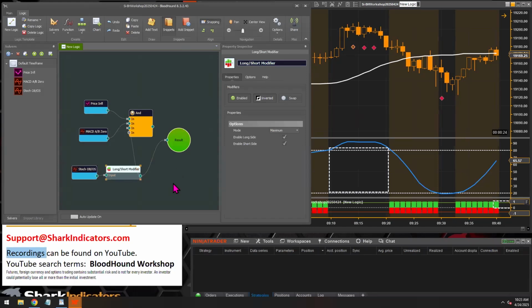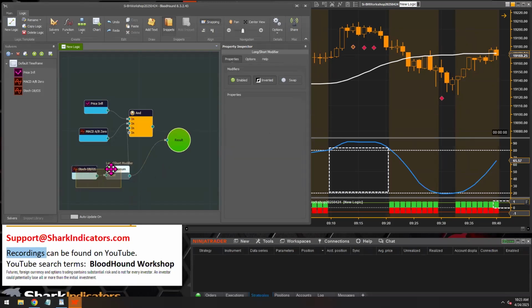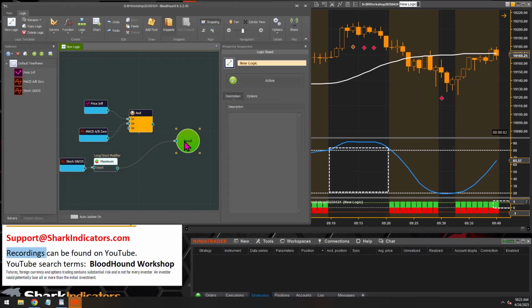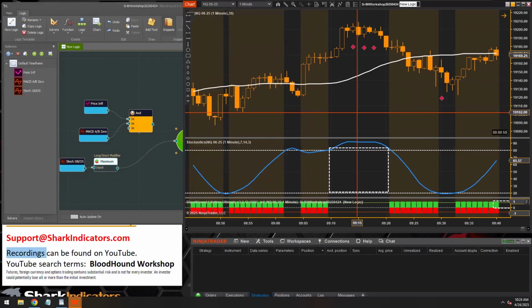But first, let's see here. First, I like to rename my long short modifiers to tell me what mode it's actually in. So this is in the maximum mode here, so I'll just type in maximum like so. All right, so that's one example there. So let's just do one more for good measure, because this is something that I hear more often.